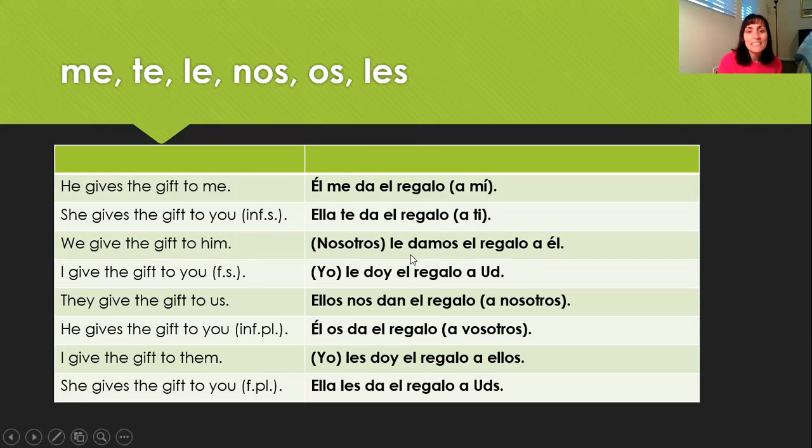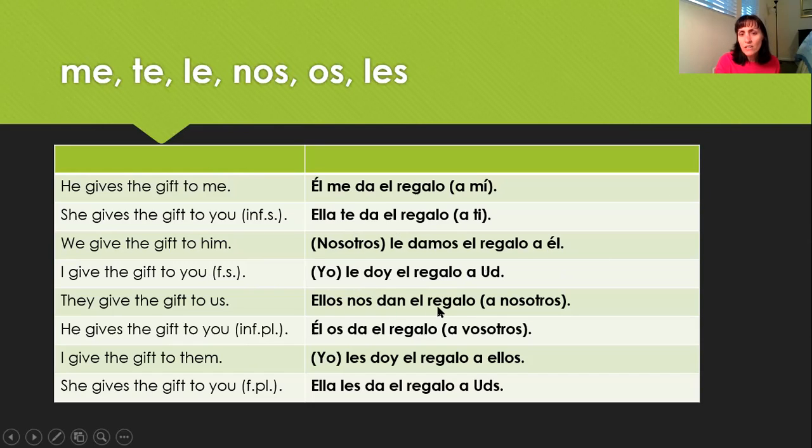Now, in this case, le needs to be clarified because remember, le can refer to a él, a ella, or a usted. And in this case, it refers to a él. So if we don't have any prior context, if we're not reading an entire paragraph and we don't have any kind of clue as to what le refers to, then we need to clarify it with a él. Le damos el regalo a él. I give the gift to you. You can leave out the yo because doy always goes with yo. Le doy el regalo a usted. Once again, a usted is clarifying to whom le refers.